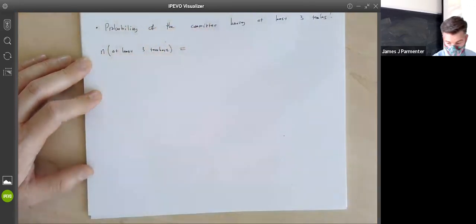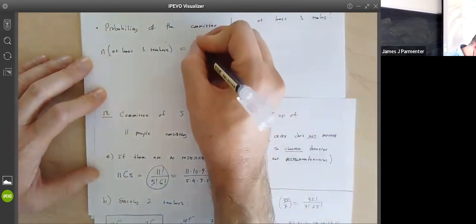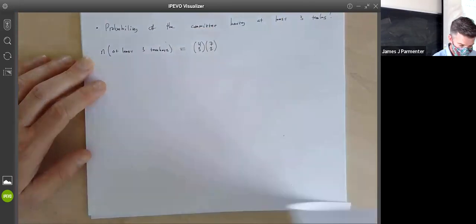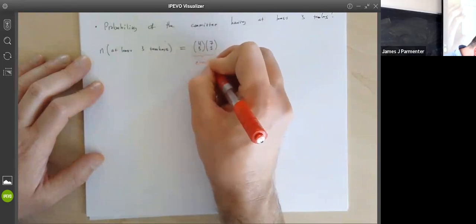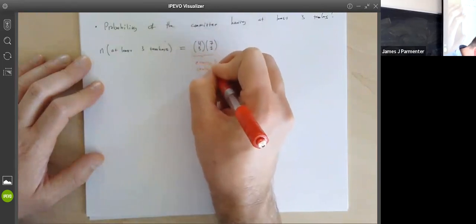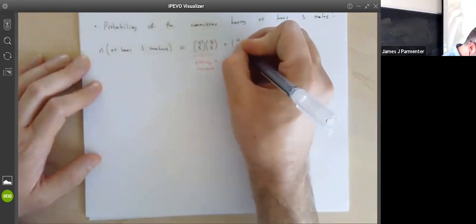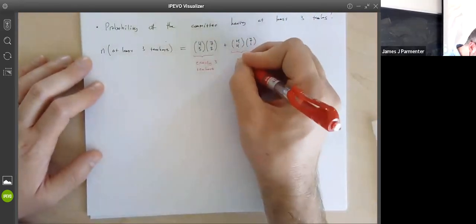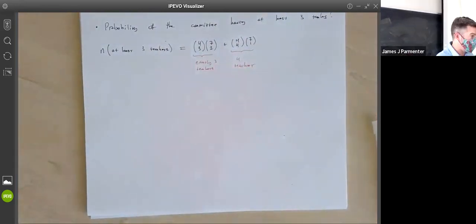Well, we've already done one of those, right? Having exactly 3 teachers would have been, and I'm going to use my preferred notation because it's easier for me to write, 4 choose 3 times 7 choose 2. That's having exactly 3 teachers. But then we could also have exactly 4 teachers: 4 choose 4 times 7 choose 1. And those are the only ways we can have at least 3 teachers, right? Because there's only 4 teachers to pick from. So you're either picking 3 of them or you're picking all 4 of them.